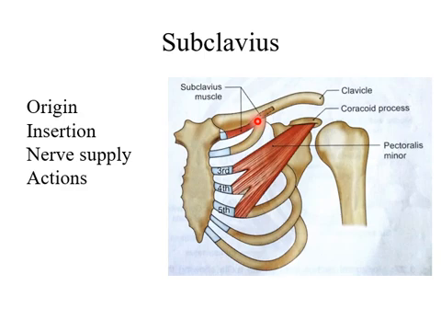So the pectoral region consists of three muscles: the pectoralis major. Deep to the pectoralis major, there is pectoralis minor, and a very small muscle called as the subclavius muscle.